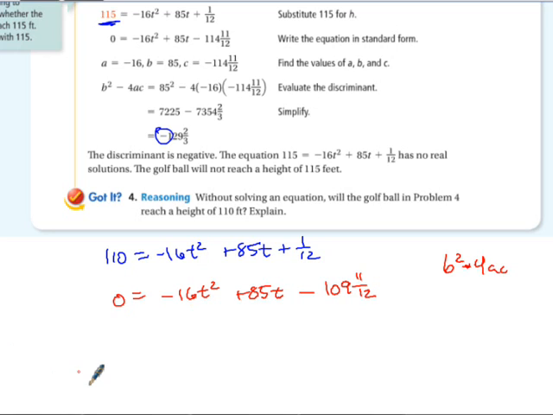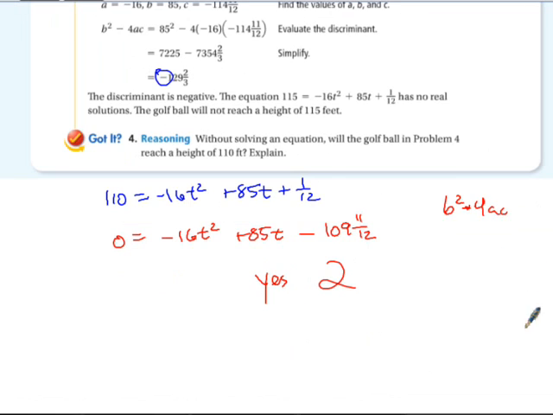All right, hopefully you got a yes. The answer is yes. The discriminant was positive, so there are 2 real solutions. And all that means is that, like, here's my little golf ball, and I hit it, and it reaches 110 feet there. It keeps going. It's coming down now because of gravity. And it reaches 110 feet there, so there's the 2 times where that solution exists. All right, that's it for the notes.